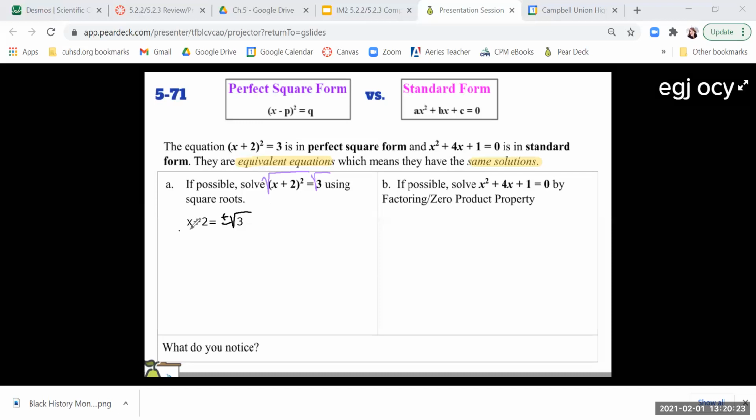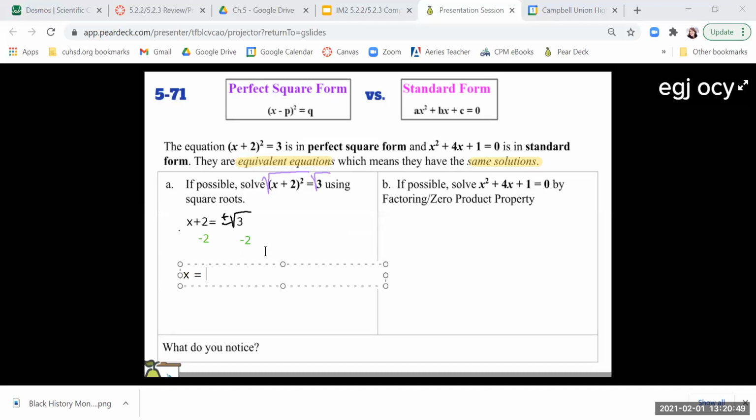And now I need to get x by itself. So the next step would be to subtract 2 on both sides to get x all alone. And so now we have x by itself here, x equals.